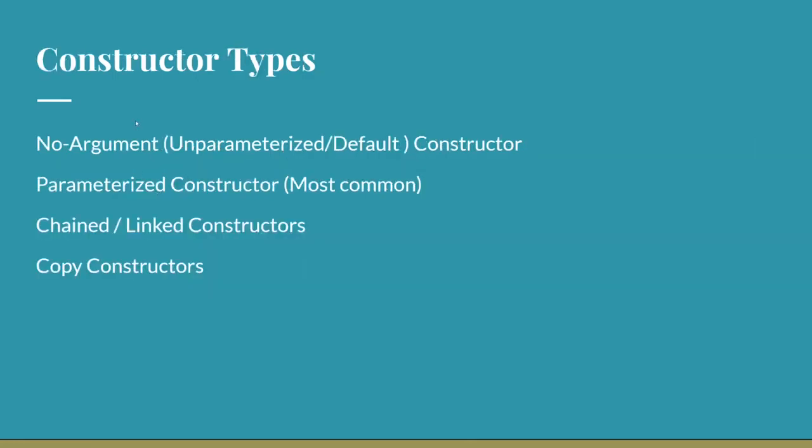There are several different types of constructors. So we've got the no argument constructor, which is also sometimes referred to as the unparameterized or default constructor. Default because the Java compiler automatically adds it to our code if we don't explicitly state its existence, which you'll see once we jump into the code.